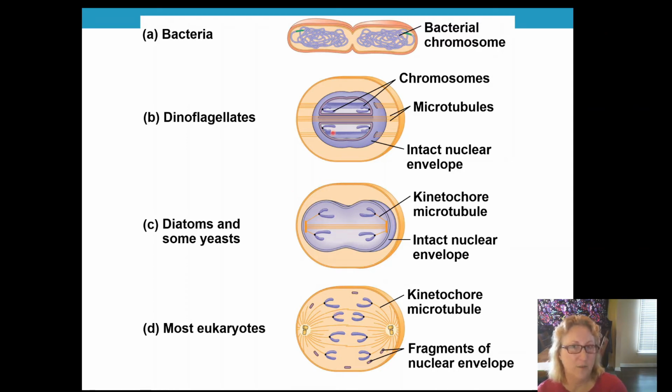There are a few weird variations, though. Like in diatoms, the nuclear membrane doesn't break down. Instead, the spindle forms inside the nucleus, and the same with dinoflagellates. Microtubules extend into the nucleus during mitosis. So is one of these the ancestral type of mitosis? Scientists think probably not. Probably the type that our cells use, the most common type, is the ancestral type, and these are weird other types that evolved later.